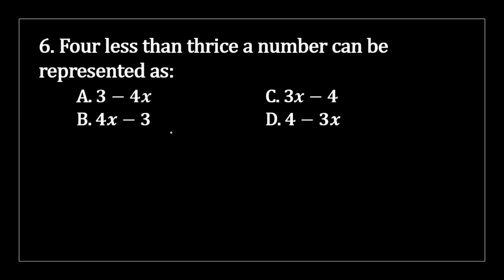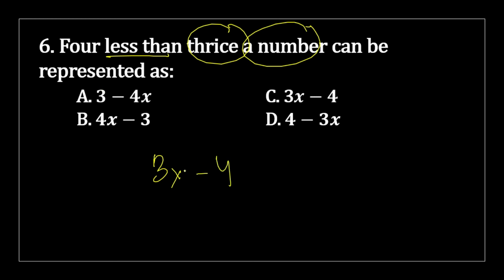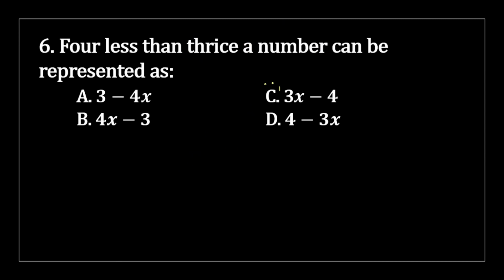Number 6. Now, in number 6, we're going to represent that in a mathematical equation. So, 4 less than thrice a number can be expressed as what? So, that is 3 times a number. When you say less than, just write this: 3x. So, this is 3 times a number, and less than 4 is minus 4. So meaning this is 4 less than 3 times a number. So the answer is letter C.